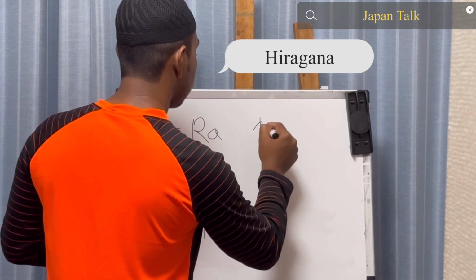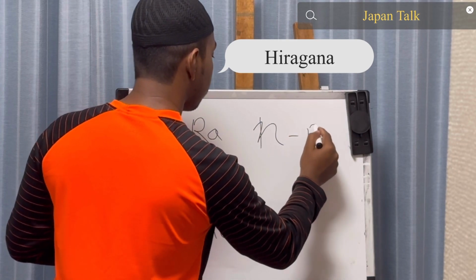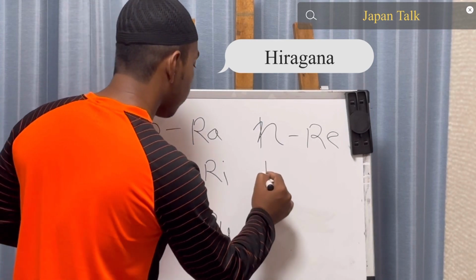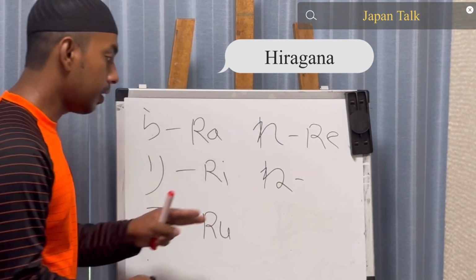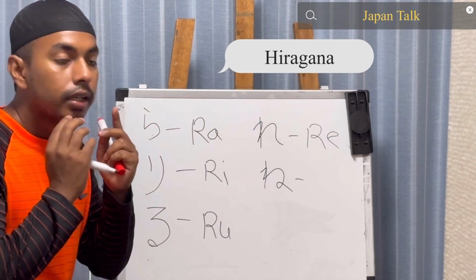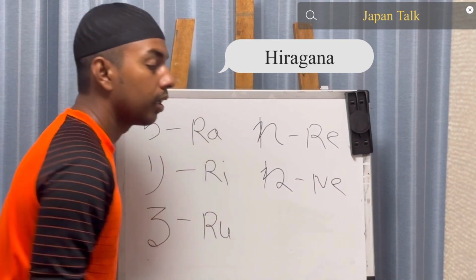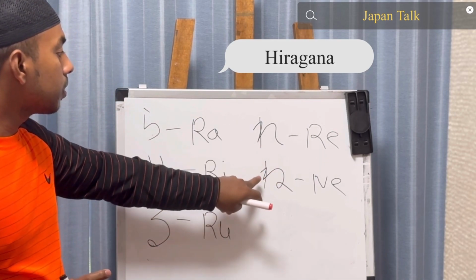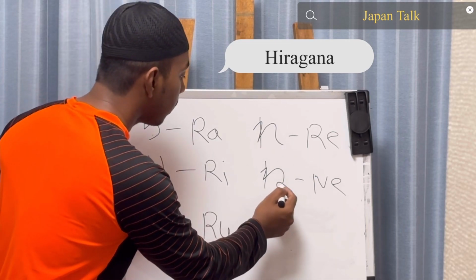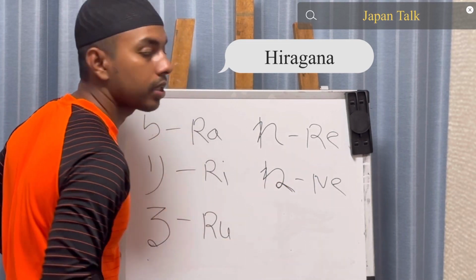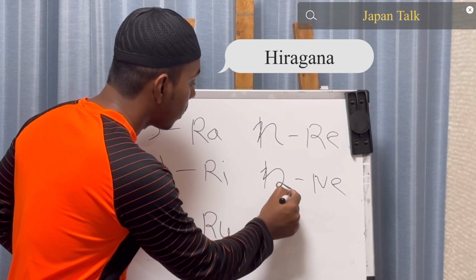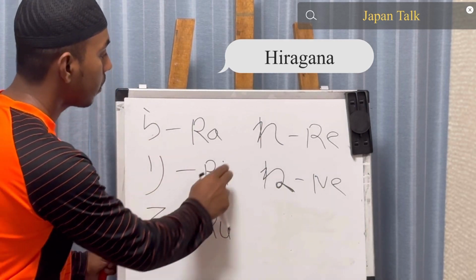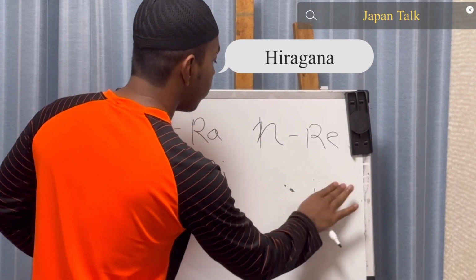And this is called re. So we wrote this alphabet. What is this? This is ne. So please be careful with these two alphabets. In ne there is this sign, but in re there is no such sign.